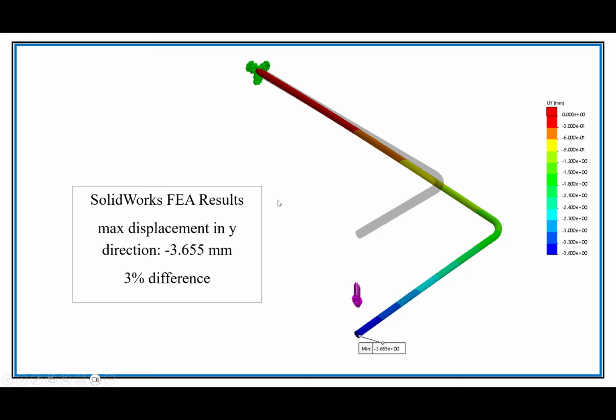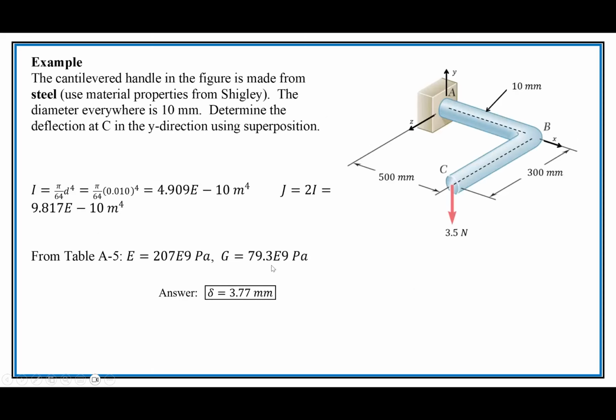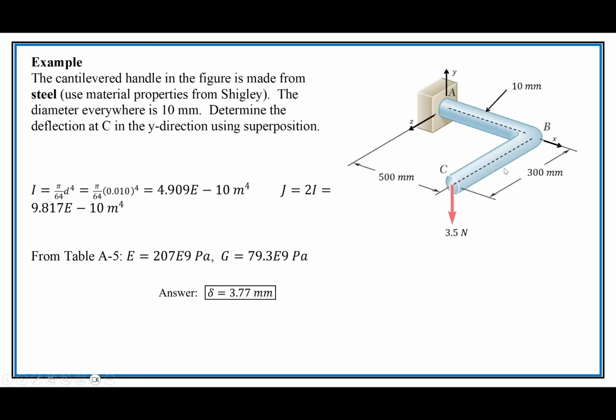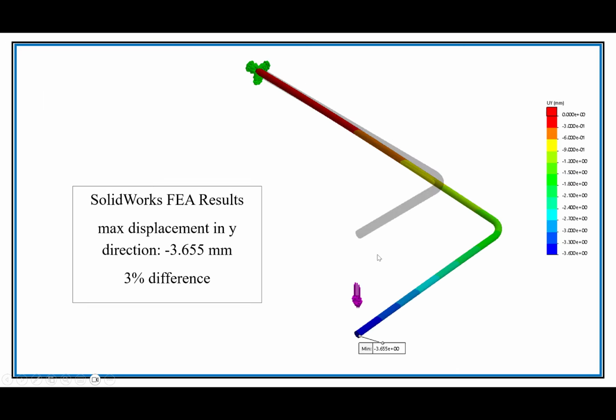This is what you have. Also, like a 3% difference, 3.655 millimeters versus 3.77. So we're in the ballpark. Once again, this is proportionally correct. So you can kind of see how thin the actual thing is, at 10 millimeters, compared to the geometry.